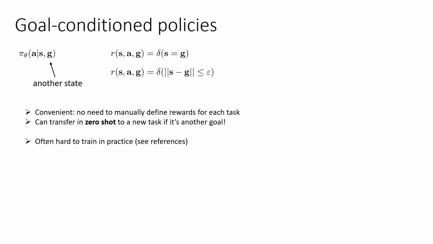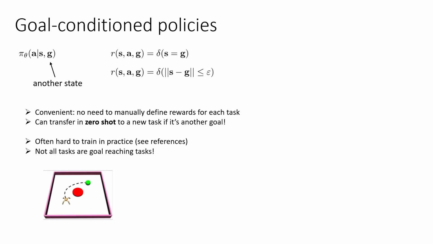This has some disadvantages, though, because training such goal condition policies is often actually difficult in practice. It just represents a fairly difficult reinforcement learning problem. And not all tasks are goal-reaching tasks. So this example from the Exploration 2 lecture shows an instance of a task that cannot be represented as a goal, where you have to reach the green location while avoiding the red circle. So there's no single goal that explains this.